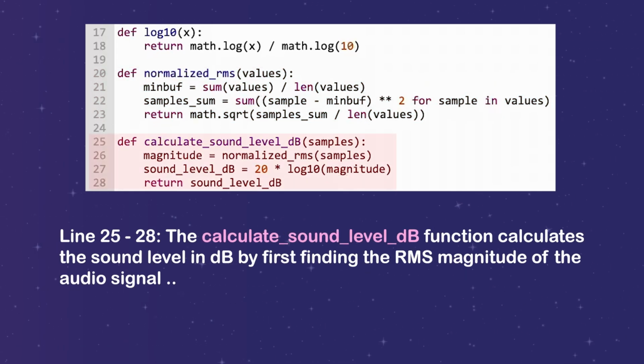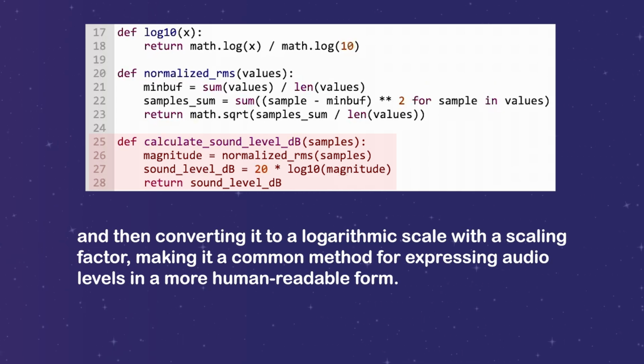Line 25 to 28, the calculate sound level dB function calculates the sound level in dB by first finding the RMS magnitude of the audio signal and then converting it to a logarithmic scale with a scaling factor, making it a common method for expressing audio levels in a more human-readable form.